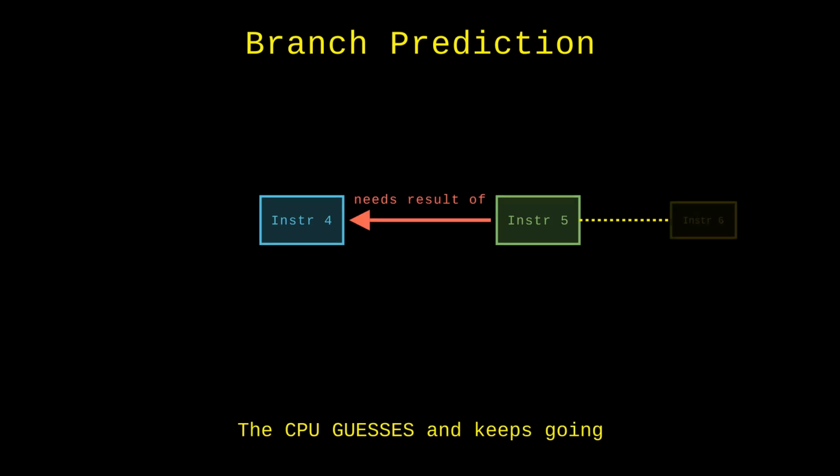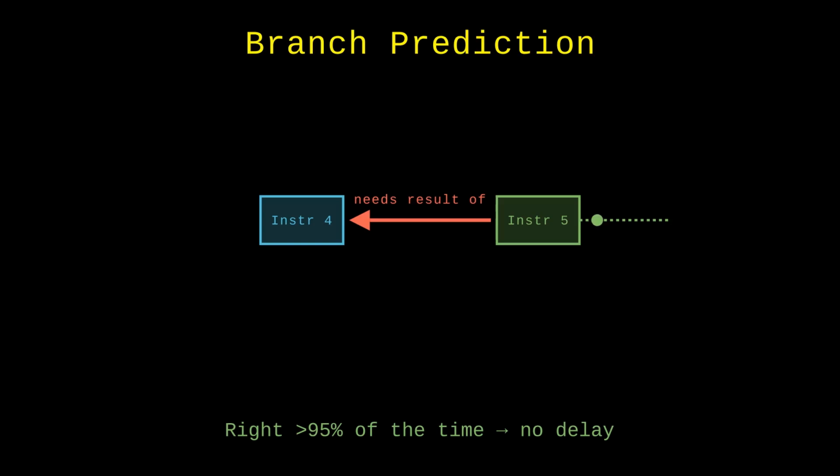Modern CPUs have a piece of circuitry dedicated to predicting what the result of the current instruction will be, so the pipeline can keep moving forward based on that guess. And they're really good at guessing. Modern CPUs predict correctly over 95% of the time. When they get it right, the pipeline never stalls and everything stays fast.